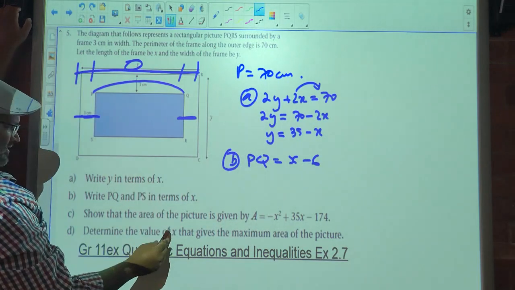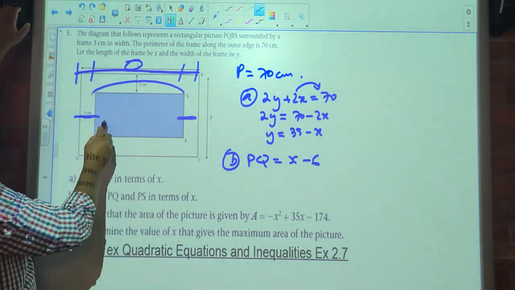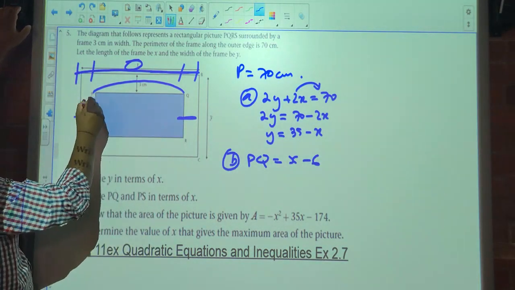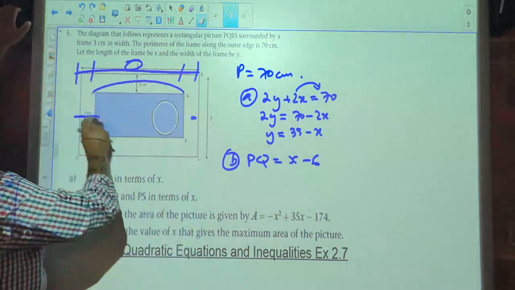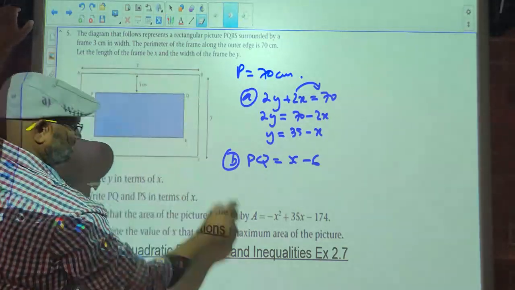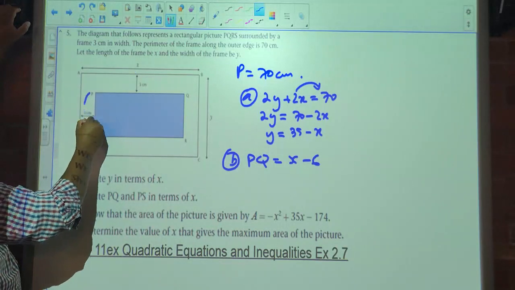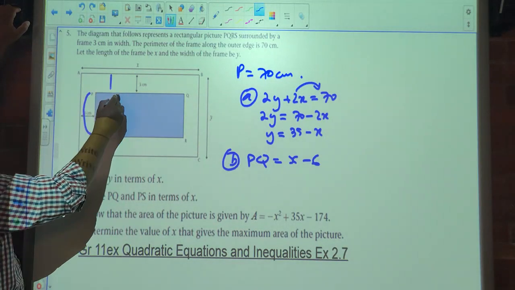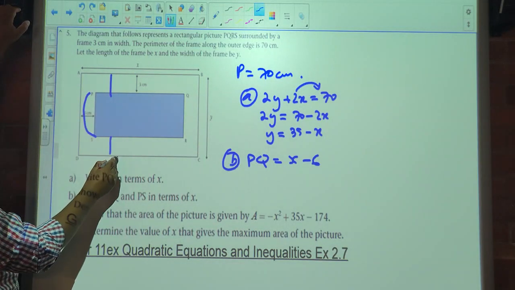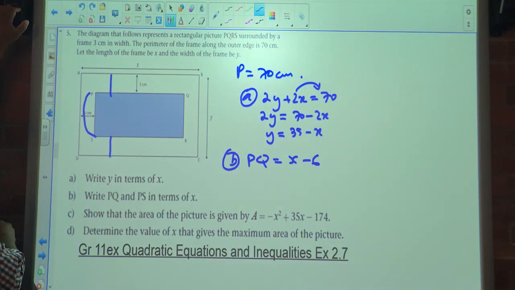Then QR. Or PS. PS is the same as QR, no? Let's take this off. So that is what they want. So what is the length from there to there? 3. And from there to there? 3.